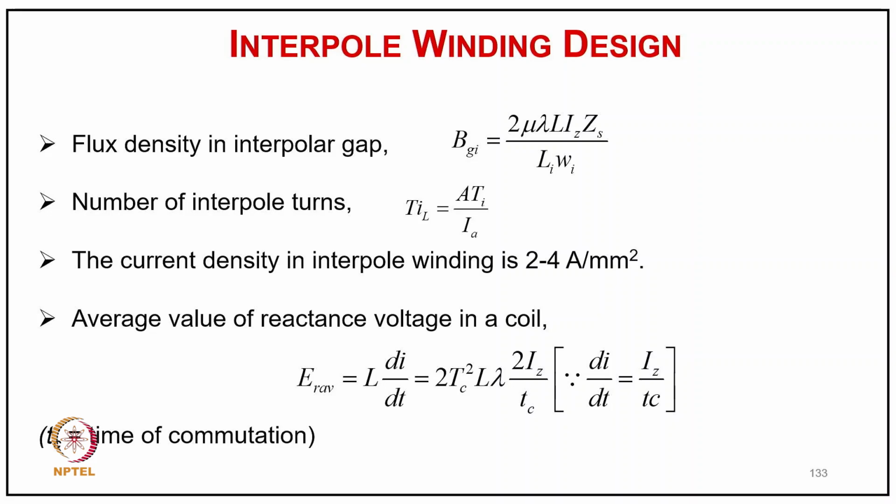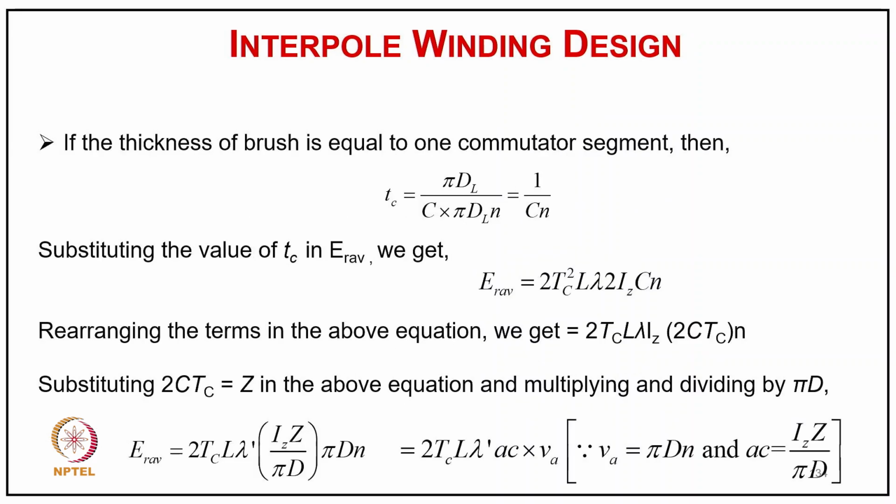So the average value of the reactance voltage ER average is L di by dt, equal to 2 T square L lambda L Z upon Tc, where Tc is the time of the commutation. If the thickness of brush is equal to 1 commutator segment, then Tc equal to pi dl upon C into pi dl into n, so it becomes 1 upon Cn. Substituting Tc in E average, we get E average equal to 2C square lambda L lambda 2IZ Cn.